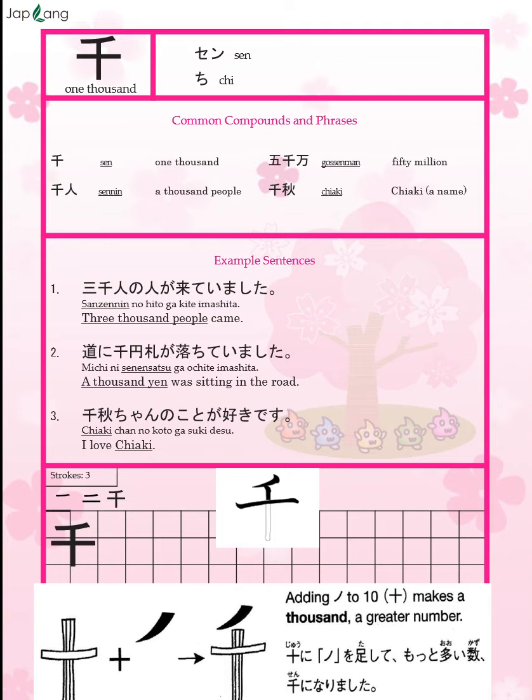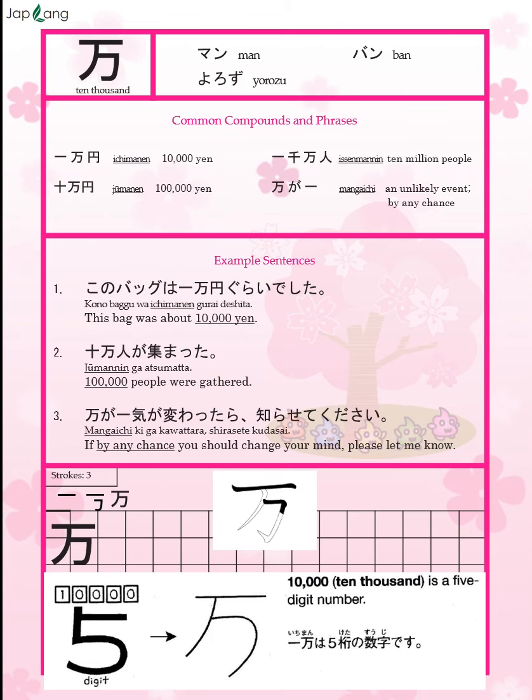And then the sen kanji is chi. Sen is your Chinese reading, and chi is your Japanese reading, right? So sen nin will be 1,000 people, and then gosen will be 5,000. Chiaki can be the name of a person, Chiaki-san. 3,000 people came, and adding a dash or hyphen to 10 makes 1,000, a greater number.